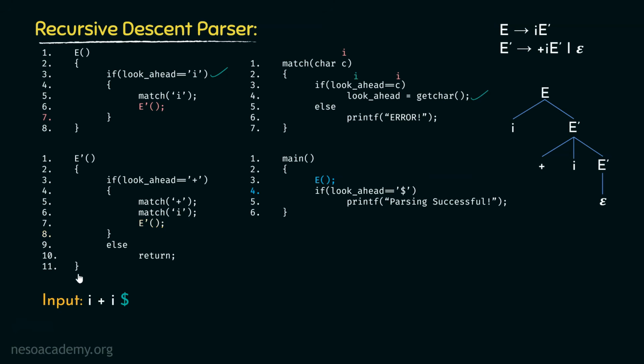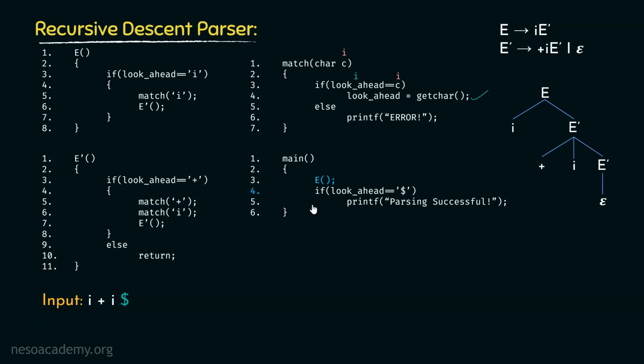So, we will wrap it up and then go back to the function E, which called E dash in the first place. We mark line number 7. So, we are coming back to this particular line, which again is the end of this if block. With this, we are ending the function E as well. Now we will return back to line number 4 of the main function.